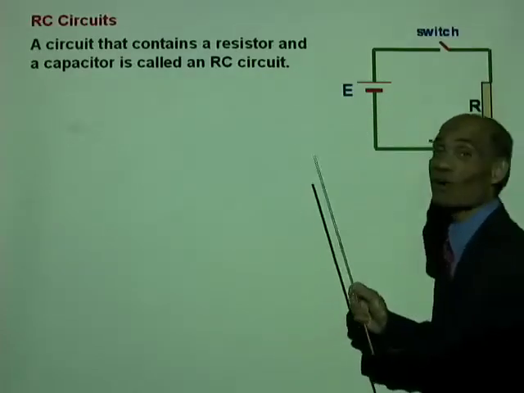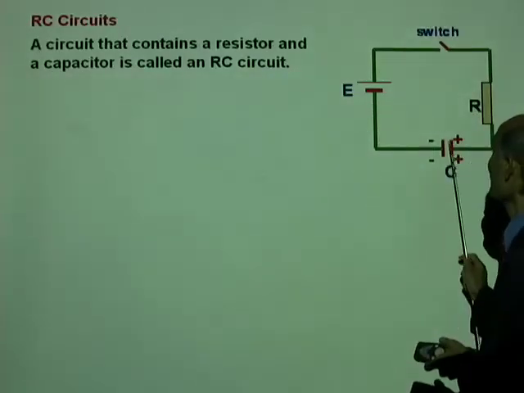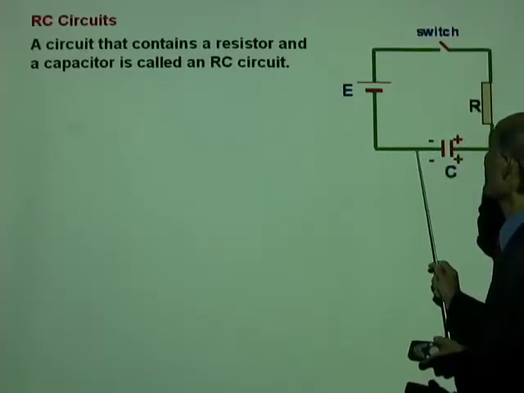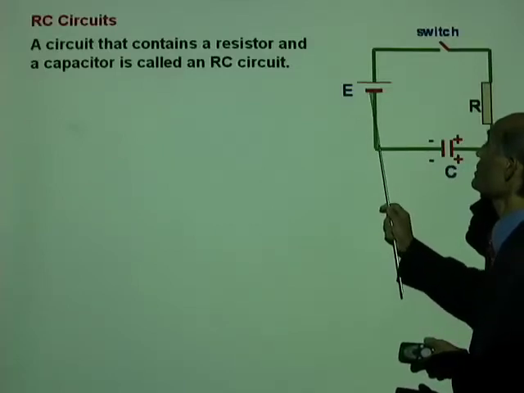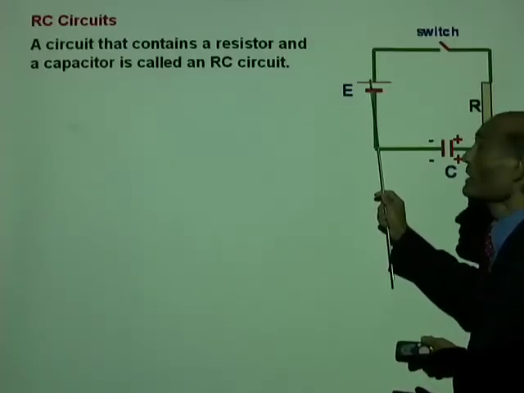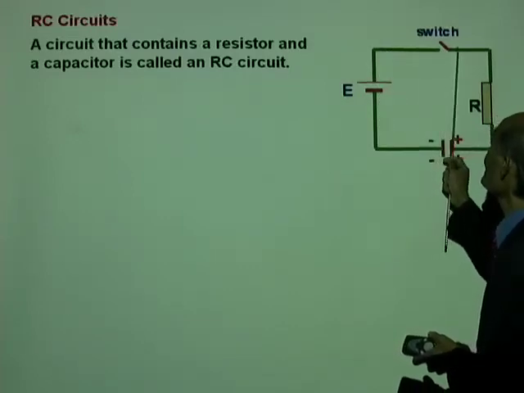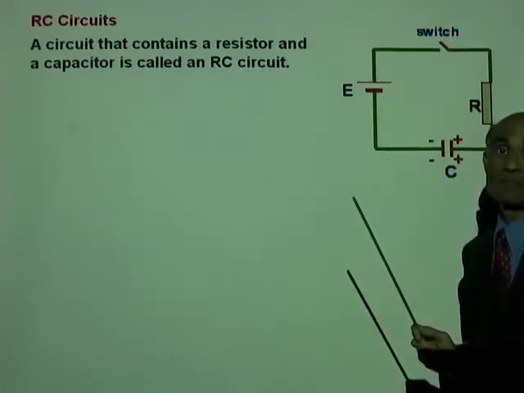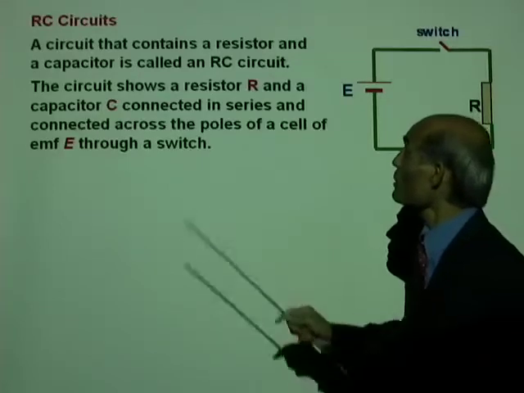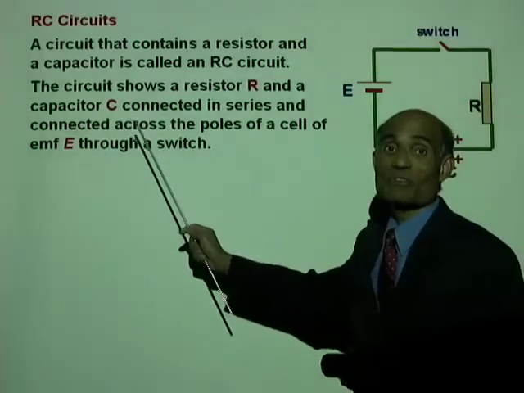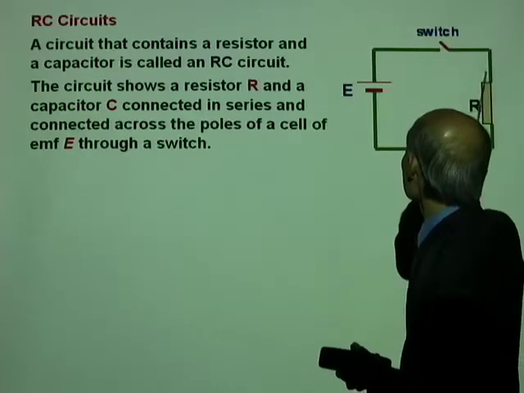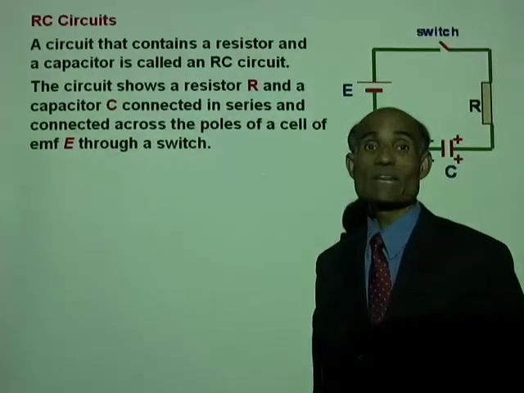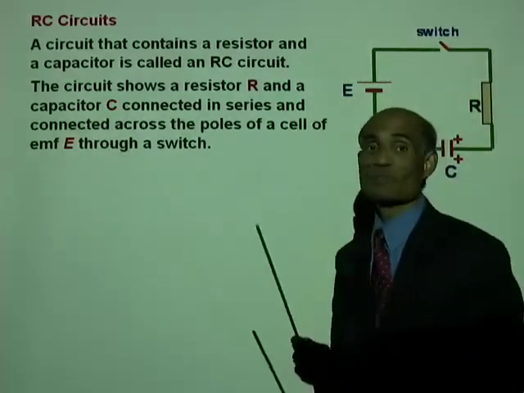Now here I have the diagram of a simple RC circuit. You have a capacitor that has a positive pole and a negative pole. The negative end of the capacitor is connected to the negative pole of the cell, and the positive pole of the cell through a resistor to the positive of the capacitor. Now the circuit shows a resistor R and a capacitor C connected in series. Is that right? This is a series connection across the poles of a cell of EMF E through a switch.